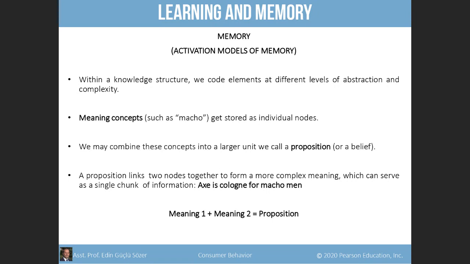So as a brand in our advertisement, if we communicate these three meanings together, they will create a proposition for our brand. If we say Axe is a cologne for macho men, or a deodorant for macho men, then meaning 1, meaning 2, and meaning 3 will come together and create a more meaningful proposition. This is called a proposition.